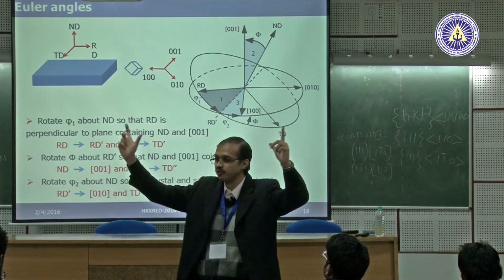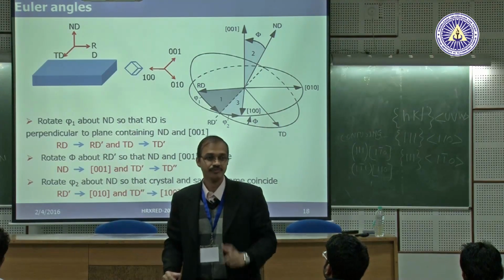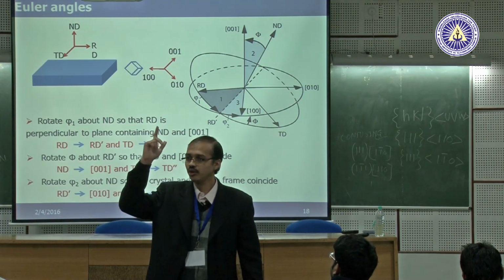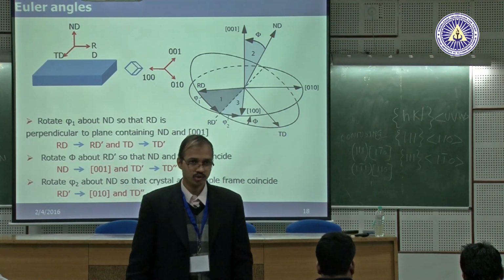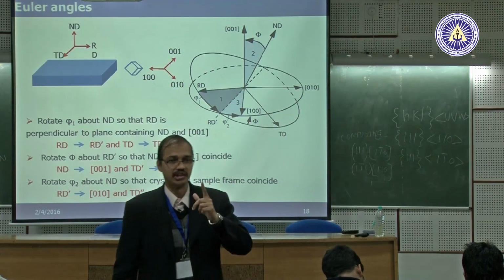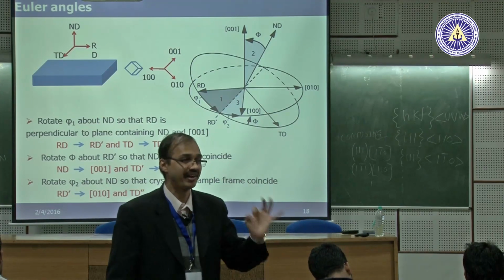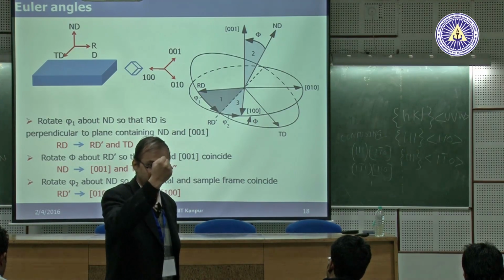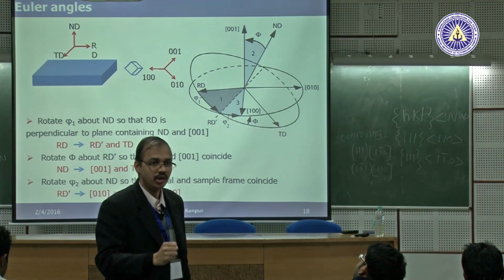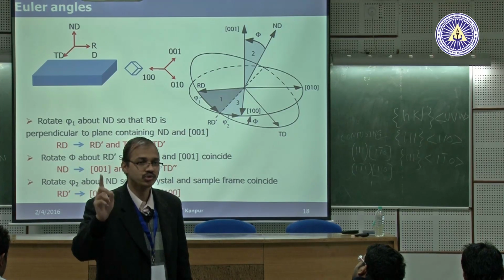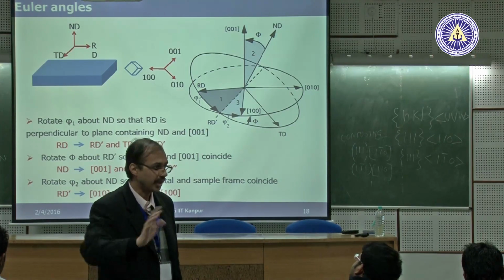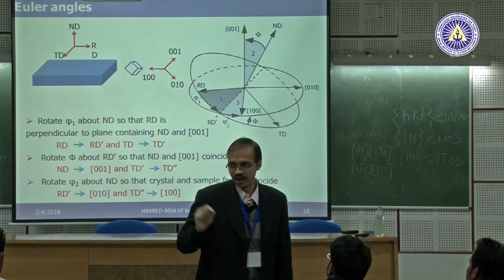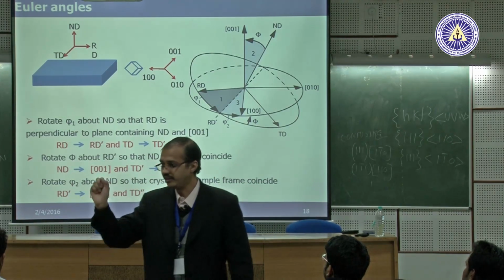So if you have these two frames of reference, what I do is, I have ND, RD, TD, and I have 100, 010, and 001. So the first rotation, I'm going to rotate about an angle phi 1 about ND. If I rotate about ND, what is going to change? Nothing is going to happen to 100, 010 and 001, because I am not rotating that. If I rotate about ND, RD and TD are going to change. So RD goes to RD prime and TD goes to TD prime.